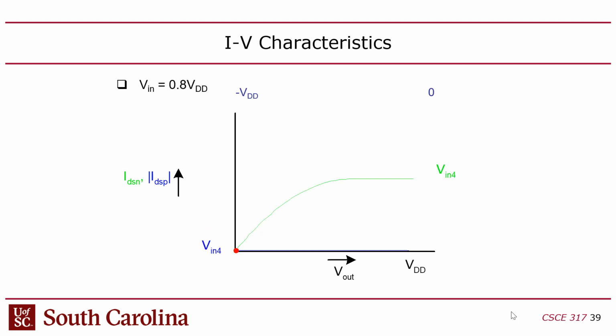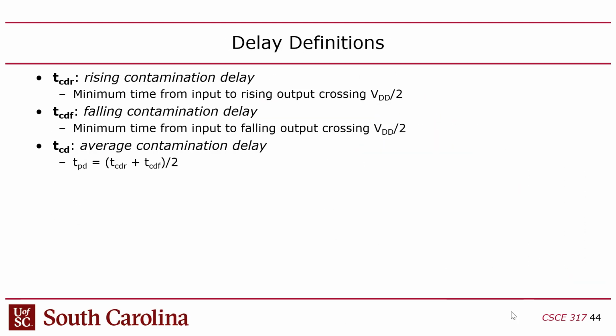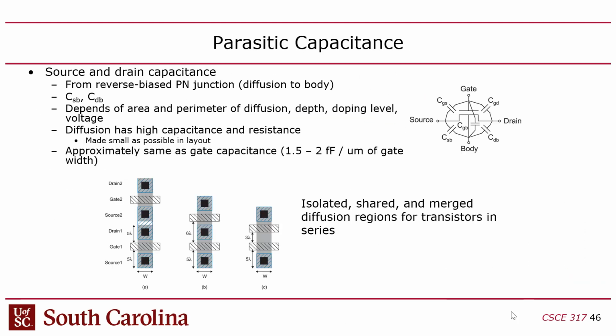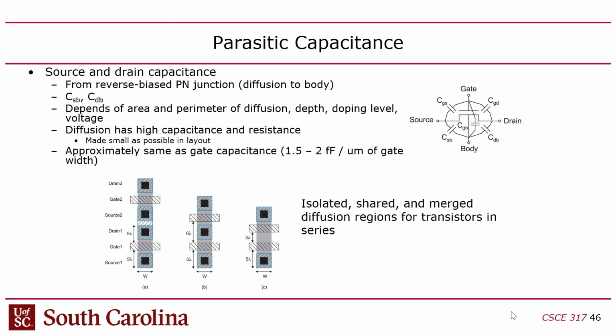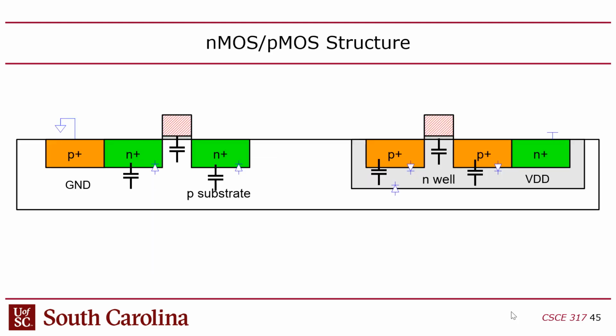Skip this for a minute. Last thing I want to talk about. Okay, so the speed of these guys is determined by capacitance and resistance. So there's a capacitor under the gate. We already talked about that.